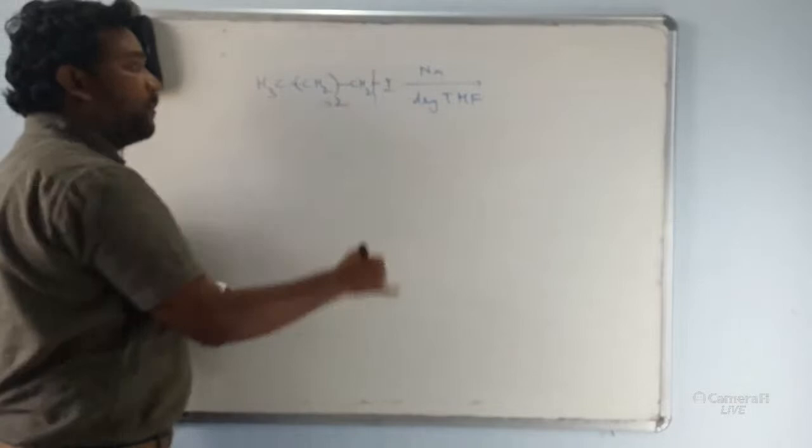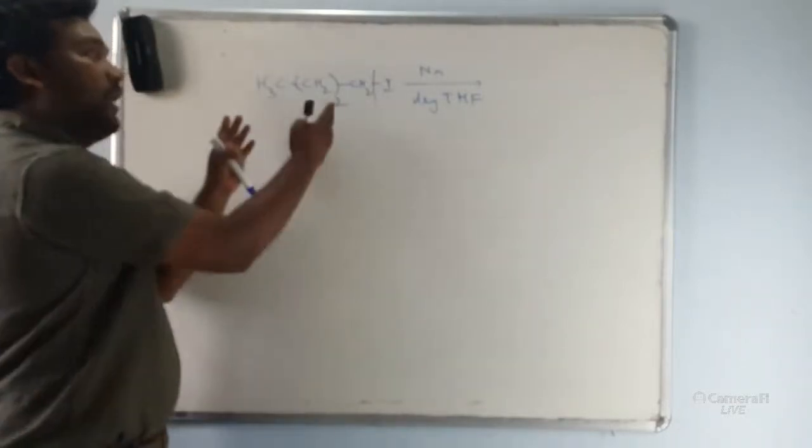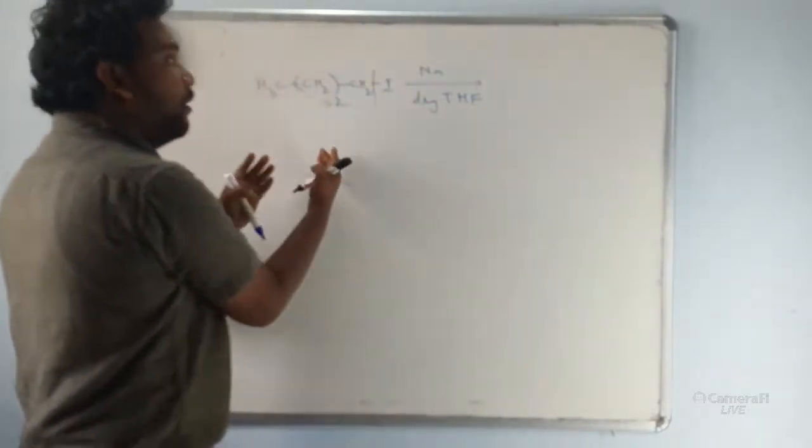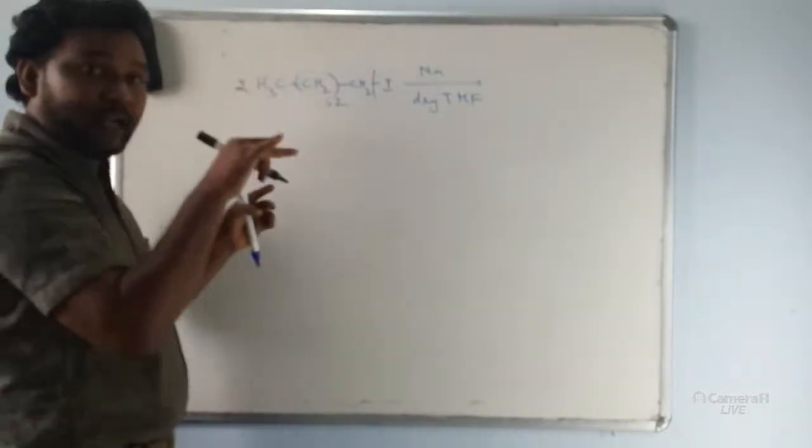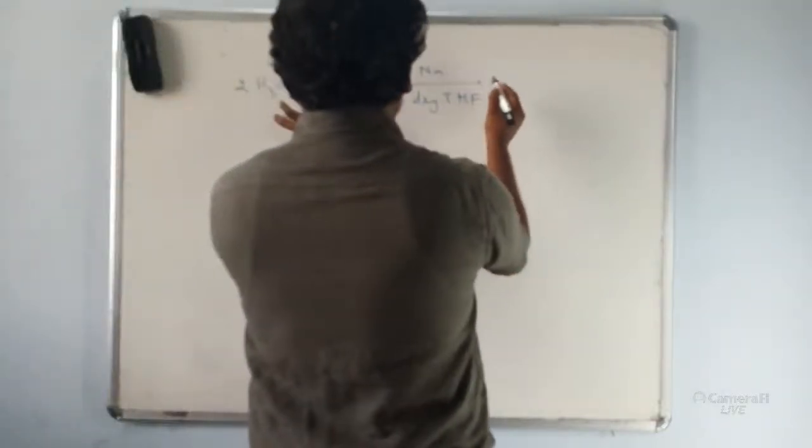Very simple. Just break the bond between the carbon and halogen and write this unit as such. This is the simple Wurtz reaction because only one kind of alkyl halide is involved. One kind, but how many moles? 2 moles. So write this molecule as such.